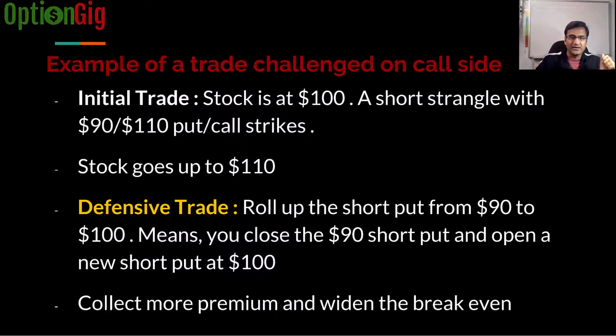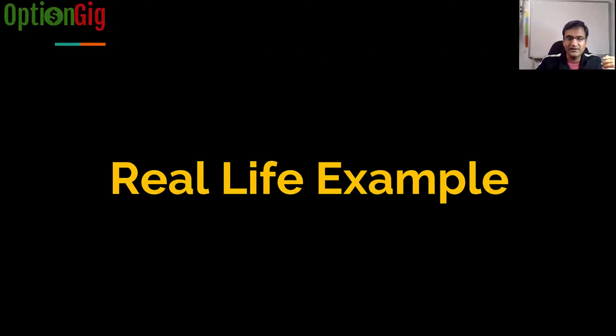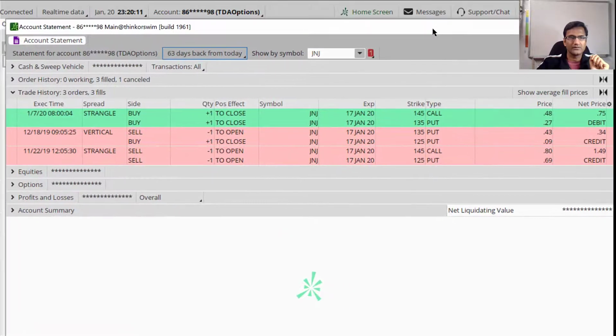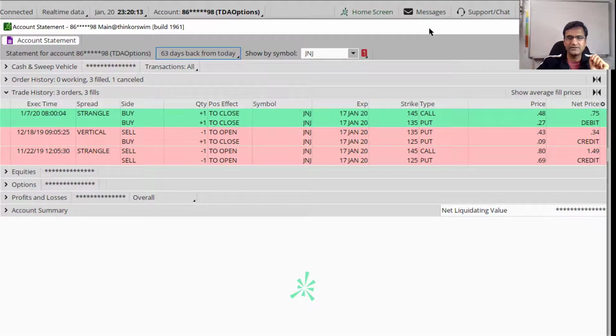All right. Again, theory is theory. Like I said, we'll look at a real life example. So let me bring up my platform and a trade from there. All right, so this is the trade that I want to cover. This is a real life example of a strangle that I did on J&J, which is Johnson & Johnson.